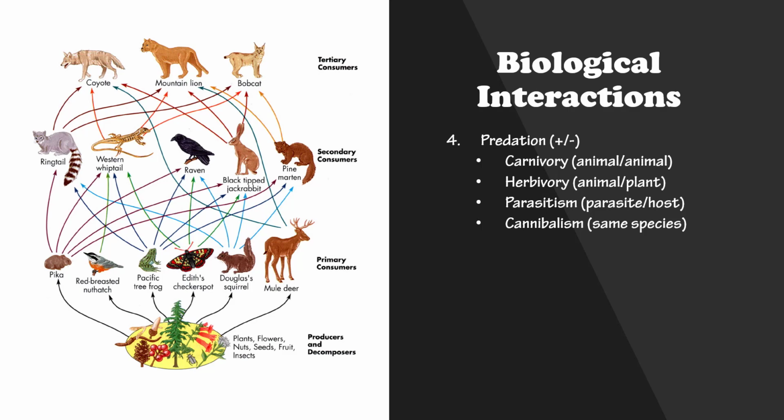Parasitism is also considered a type of predation, because it is an interaction that benefits one species while harming the other. And cannibalism is going to be beneficial for one individual of the species, but harmful to the individual of the species being eaten.